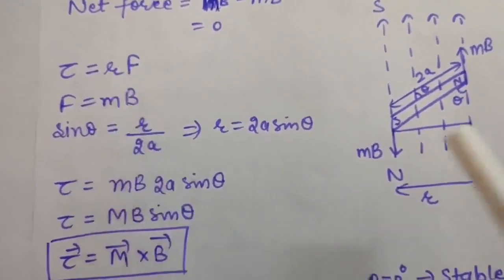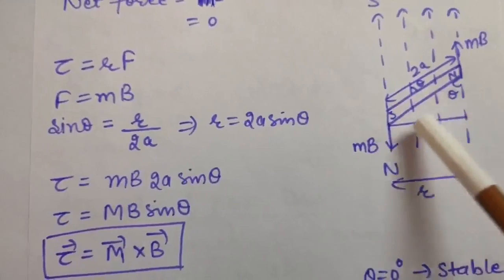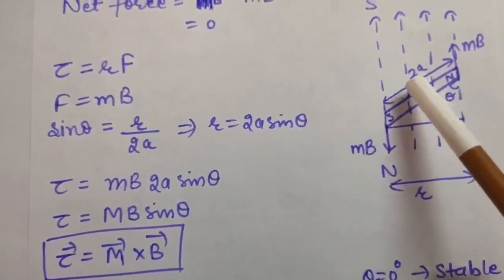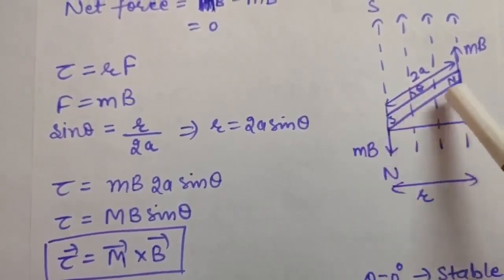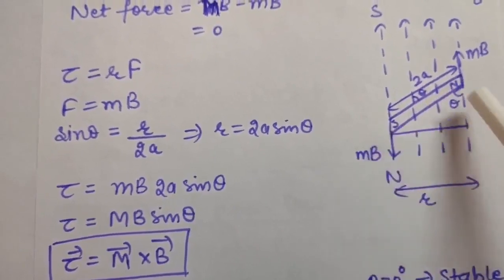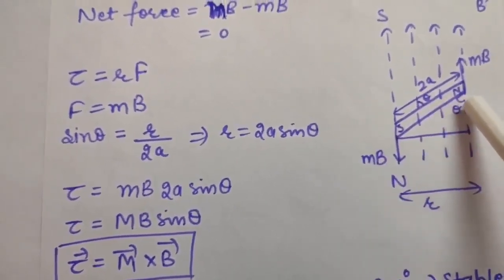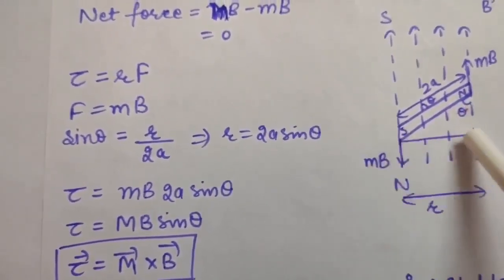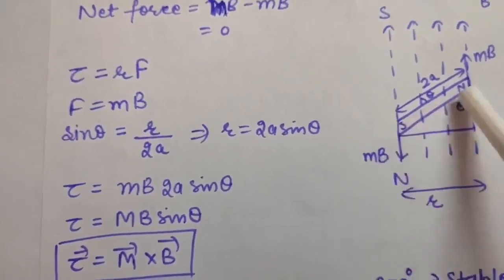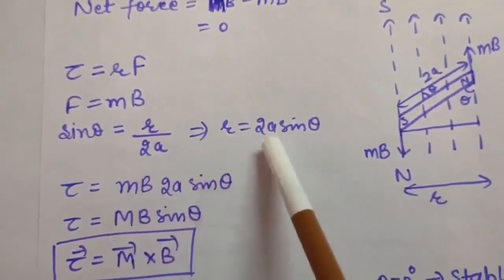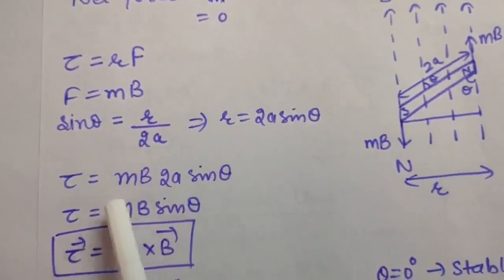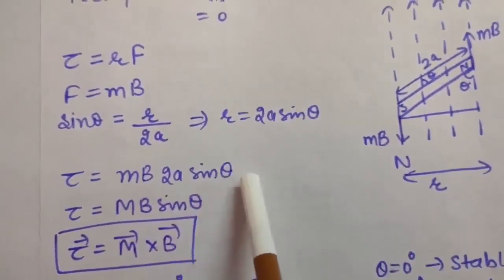Okay, so to calculate R, consider this triangle. Okay, before that, if this is theta, this will also be theta. So in this triangle, if you calculate R, sin theta will come to be perpendicular upon hypotenuse, that is sin theta will come to be R upon 2a. R upon 2a, R will come to be 2a sin theta. Put it in the formula of torque, you will get mB into 2a sin theta.